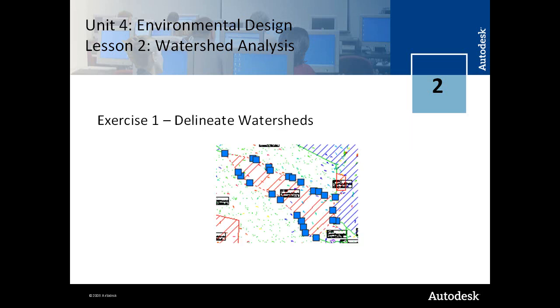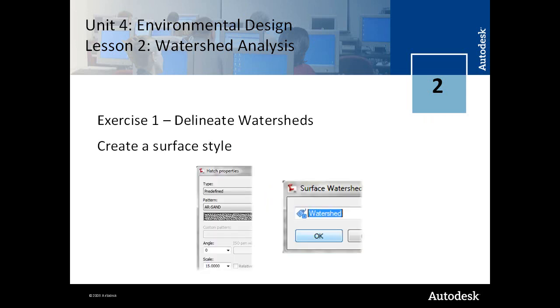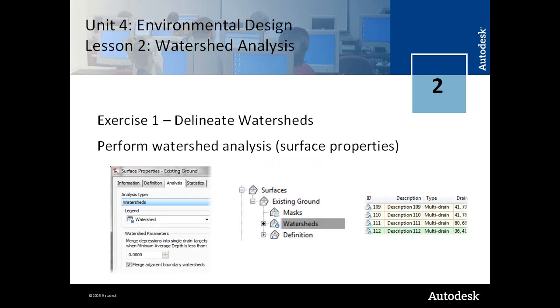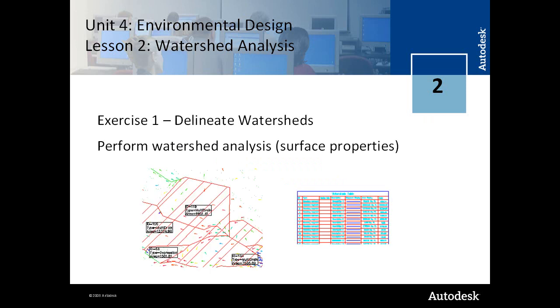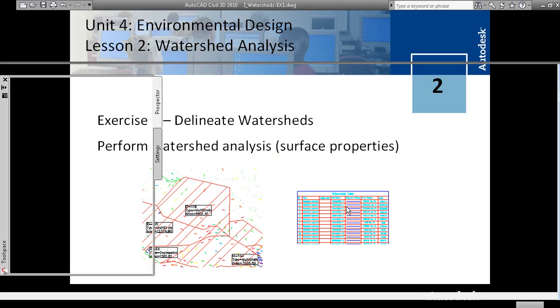point of interest. So what we do in exercise one is we first delineate the watersheds, we create a surface style to display the watersheds, you perform a watershed analysis by modifying the surface properties, and you can visualize these watersheds. So let's have a closer look.